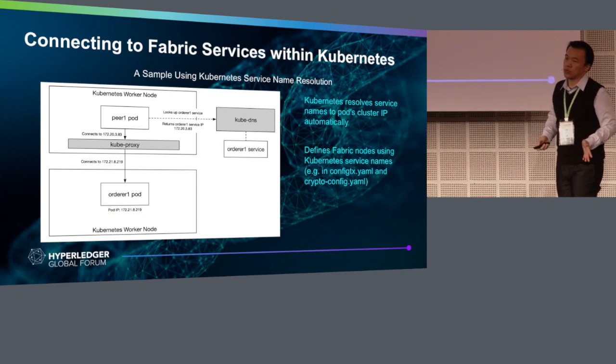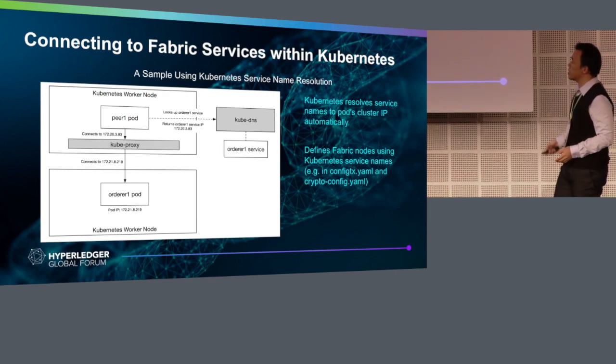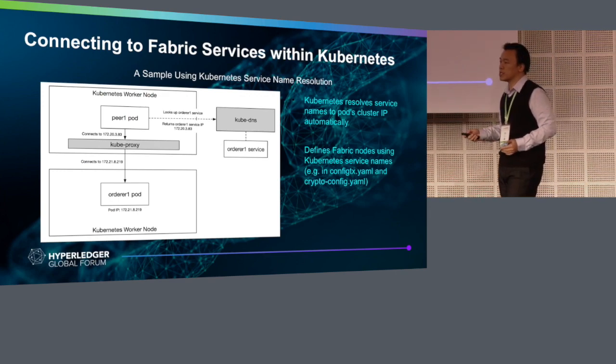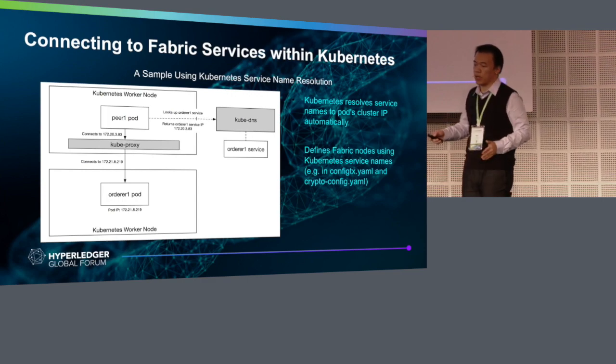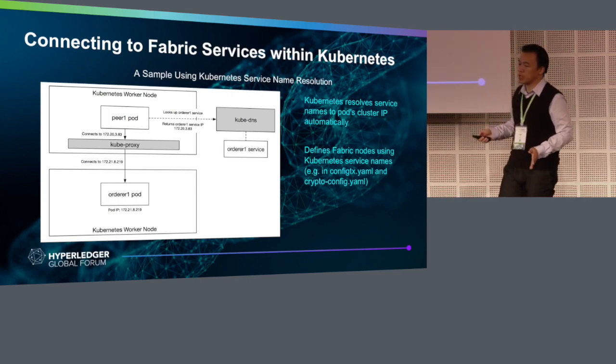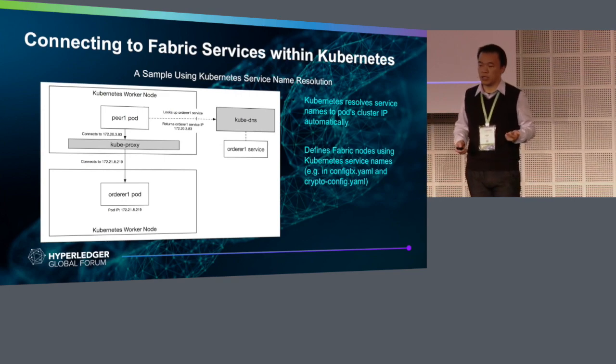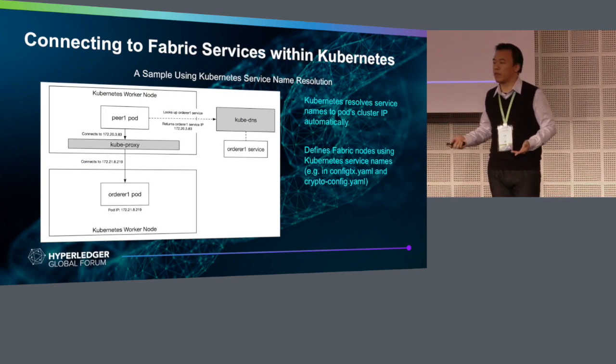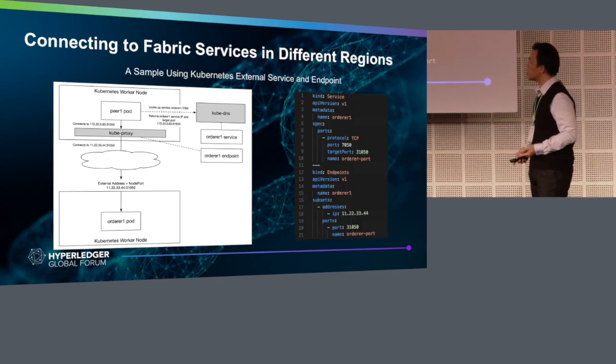So what you need to do is just define the Fabric nodes using the Kubernetes service name in your config.txt.yaml or cryptoconfig.yaml and any similar configurations. So this is very easy to use and simple. I usually use it in development and testing or private chain deployment.